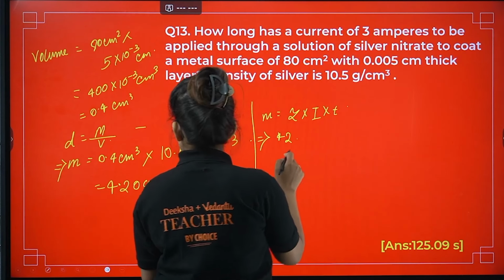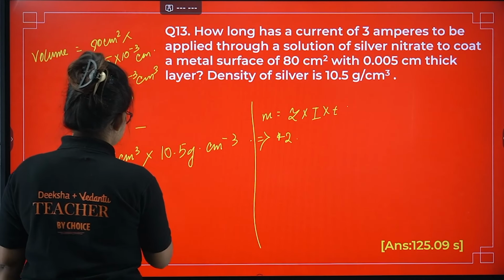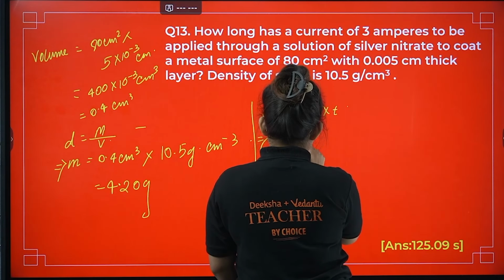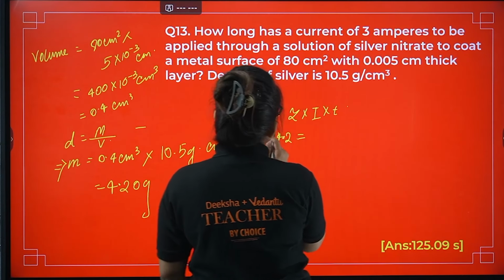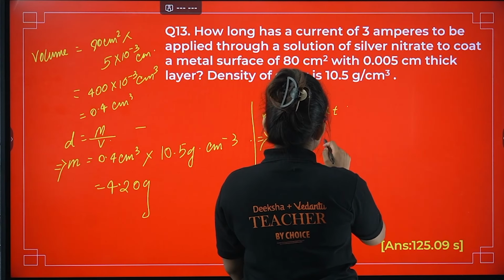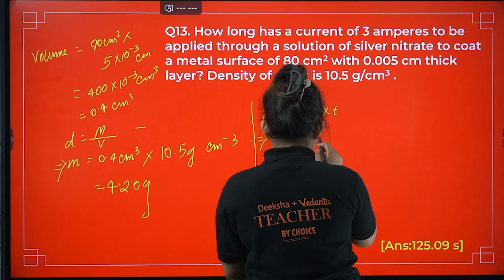Okay, wait, 2 decimal, no, 4.2, right, equals to z for the silver, molecular weight divided by the factor, n factor is going to be 1 here.